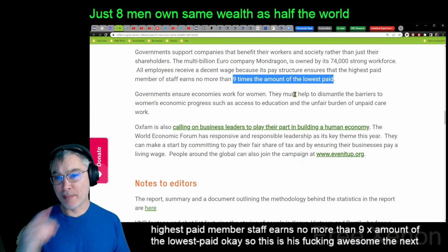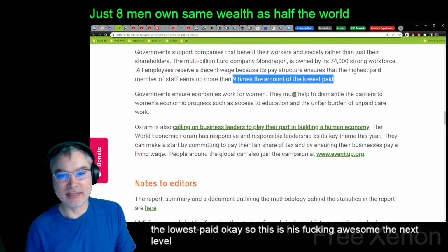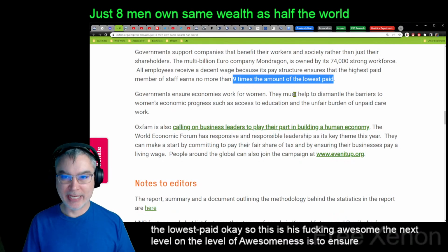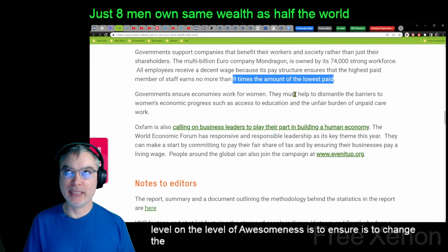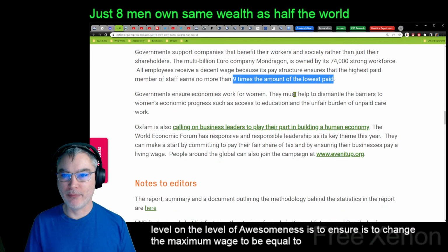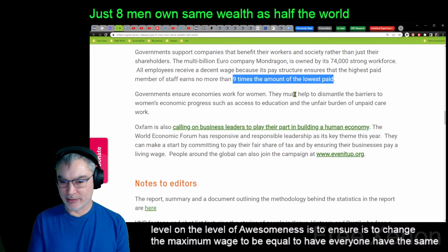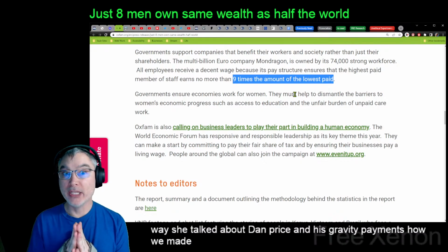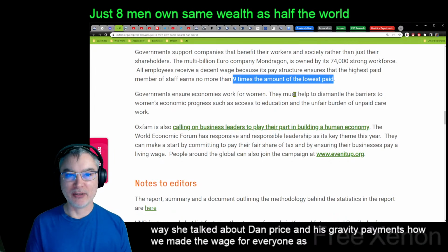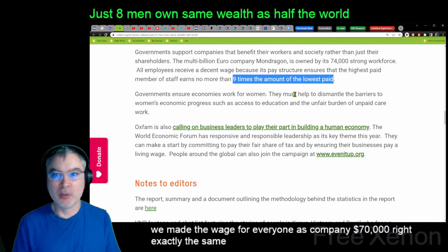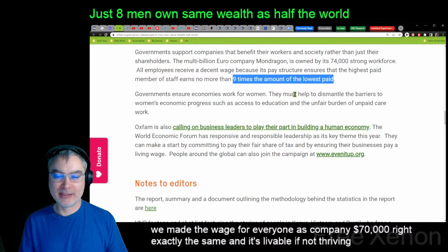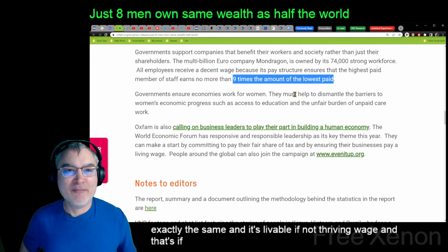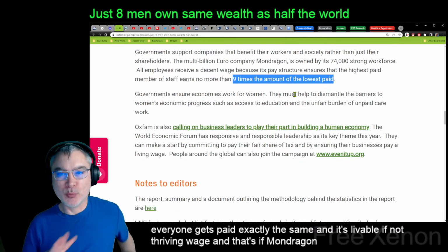The next level up on the level of awesomeness is to change the maximum wage to be equal, to have everyone have the same wage. I've talked about Dan Price and his Gravity Payments, how he made the wage for everyone in his company $70,000, right? So everyone gets paid exactly the same, and it's a good, livable, if not thriving wage. And if Mondragon wanted to take it up a level, that's what they would do.